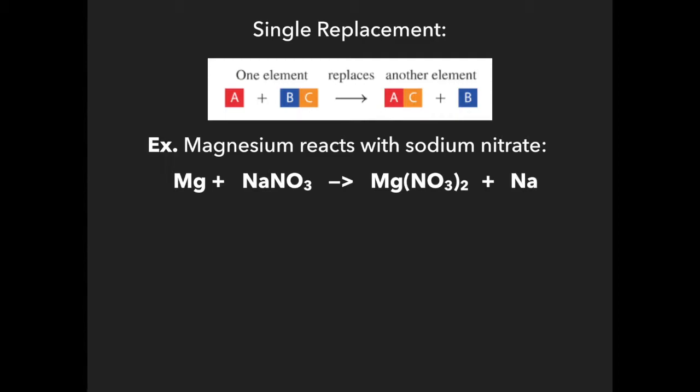Now notice I have 2 nitrates on my product side, so I've got to put a 2 in front of sodium nitrate, which means I now have 2 sodiums, so I'm going to put a 2 in front of sodium.